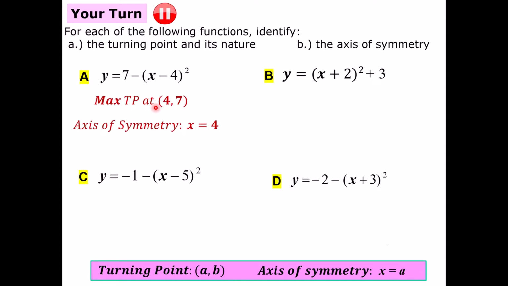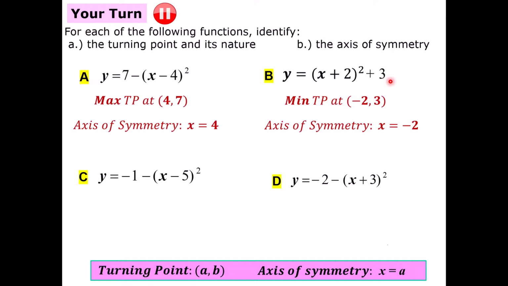For B, we don't have a negative in front of our bracket, which means this is a minimum turning point. We know A is 2, so we're going to change the sign of this to get A as -2 and B is 3. So we've got a minimum turning point at -2, 3. And because we know A, we know that the axis of symmetry is x equals -2.